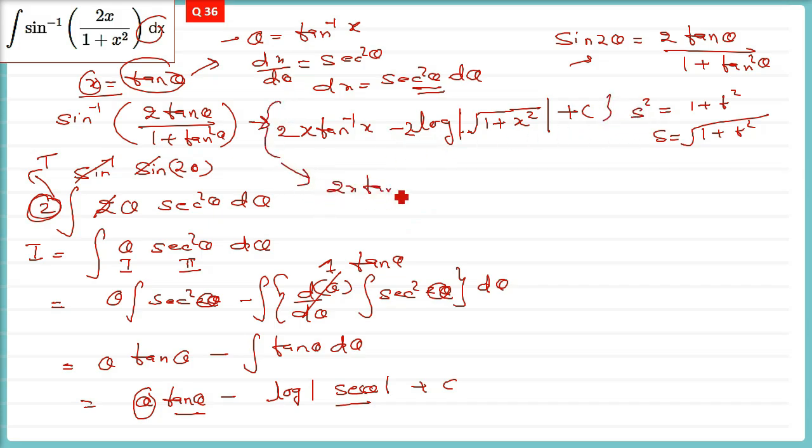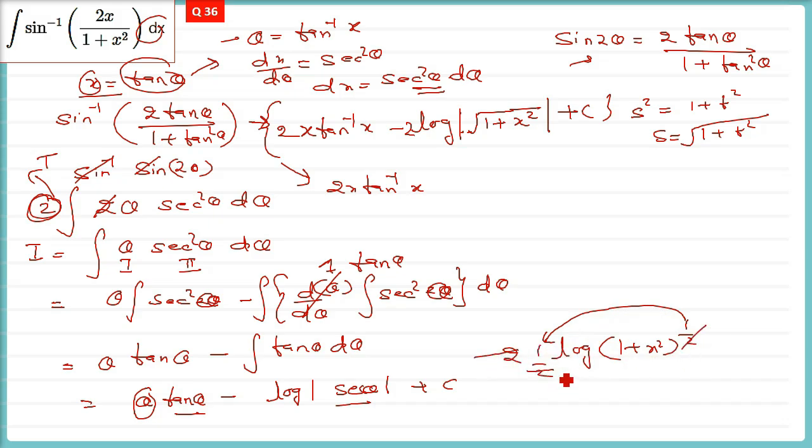So 2x tan inverse x, you can simplify it also, minus 2 log under root 1 plus x square. So I am showing it to you here. Negative 2 is there, so 2 I am writing, log is there. Now this under root 1 plus x square is simply 1 plus x square to the power half. This half will come in front because log a to the power b is b log a.